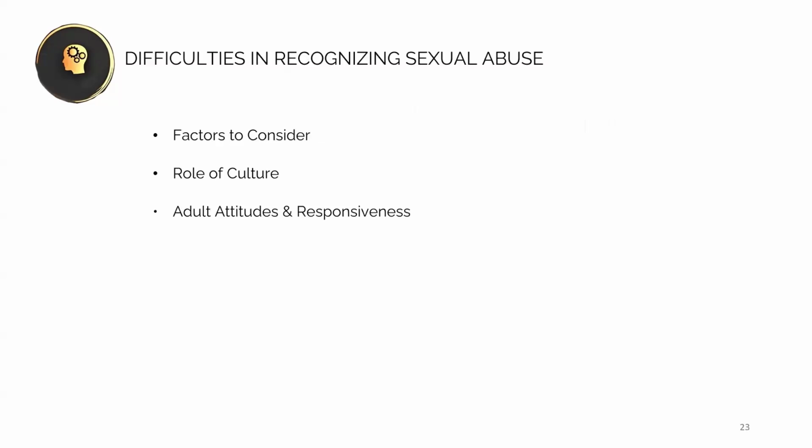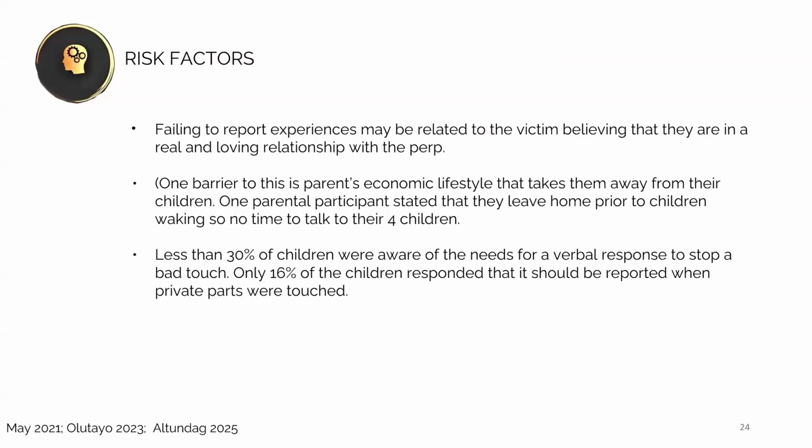So the research says some difficulties in recognizing sexual abuse include some risk factors. We're going to talk about culture. And then, yes, a lot of what I see in the chat here is about adult attitudes and responsiveness. Adult attitudes and responsiveness matter in the protection of child safety. Okay, so what are some of the risk factors?